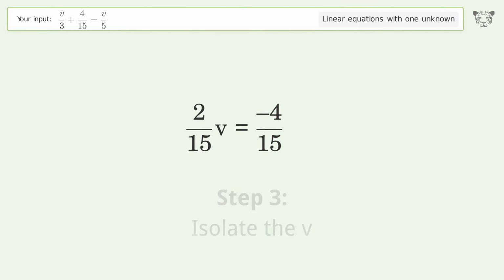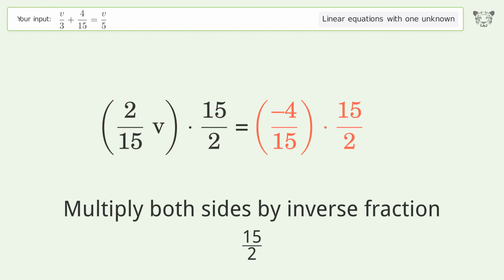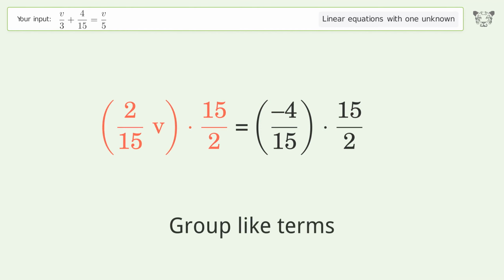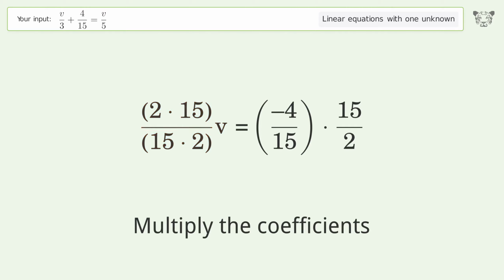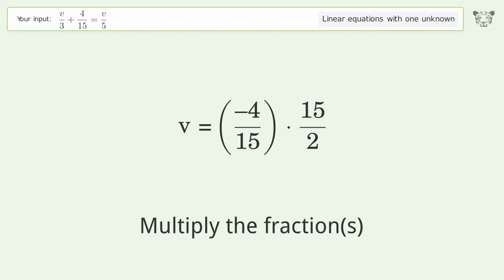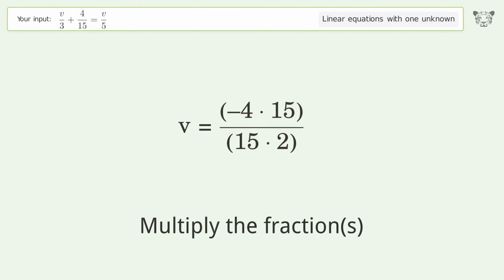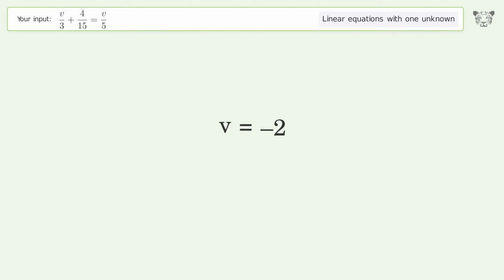Isolate the v. Multiply both sides by inverse fraction 15/2. Group like terms. Multiply the coefficients. Simplify the fraction. Multiply the fractions. Simplify the arithmetic. And so the final result is v equals -2.